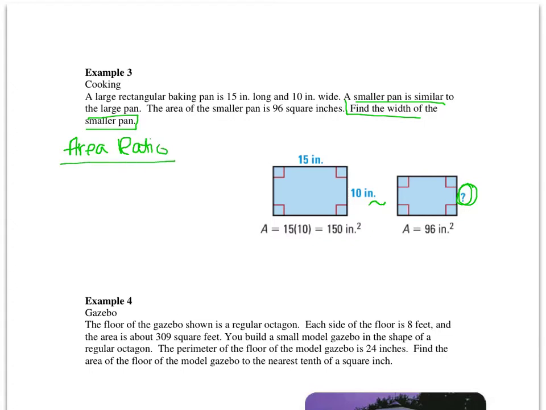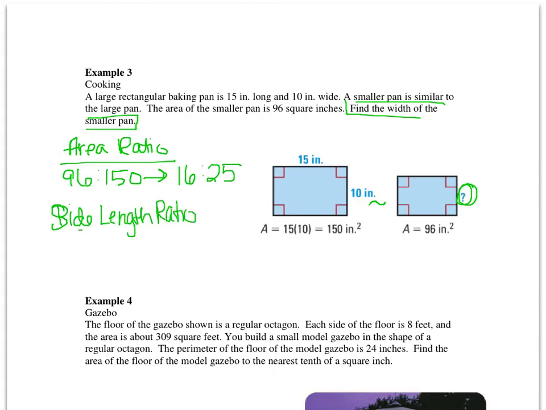And that area ratio that we can write is going to be 96 to 150, because that's the area. And then if we reduce that, if you put 96 divided by 150 in your calculator, it reduces to 16 to 25. So from there, I know I want to find a side length, so I need to find my side length ratio. And to do that, last time we went the opposite direction, so this time instead of squaring it, we're going to square root both sides.